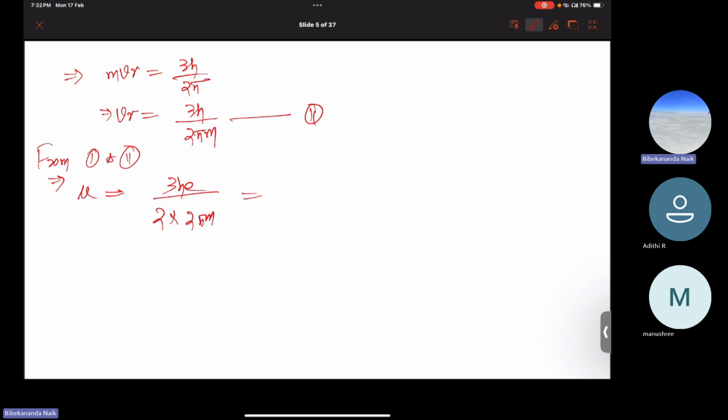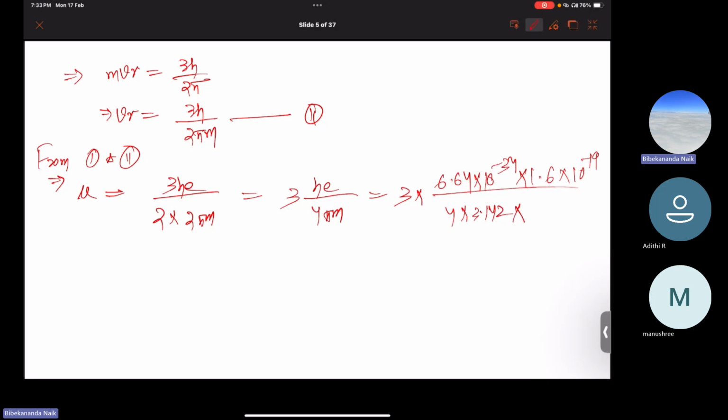Or you can say 3he by 4 pi m. So if you put all the values, because we know these values now, what is the value of h? 6.664, let's take, into 10 to the power minus 34, into the value of e, the charge of electron, 1.6 into 10 to the power minus 19, then 4 pi is 3.142 into the value of m.